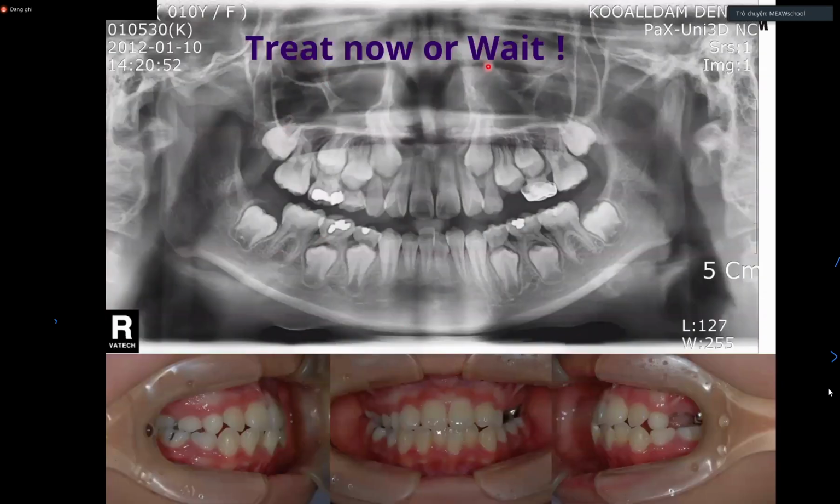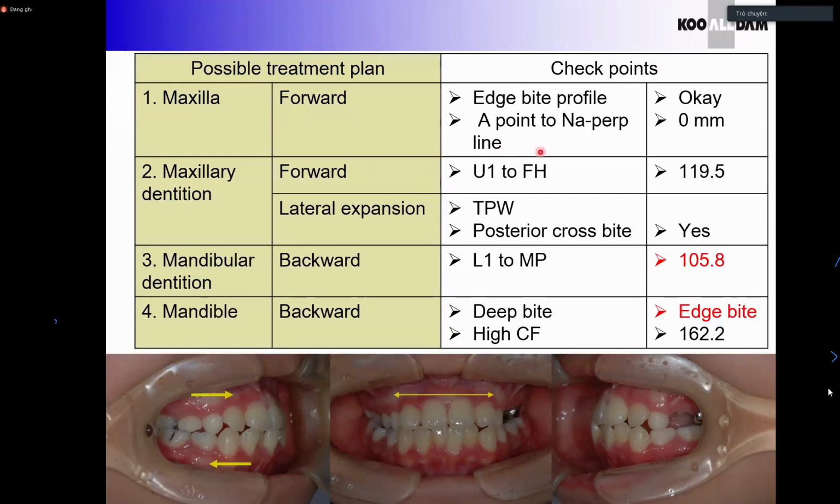Treat now or wait. This patient especially has lower 1 to mandibular plane angle 105, and also we can see edge to edge bite. For this patient, we may use an expansion arch wire. We can see some posterior crossbite in this area.